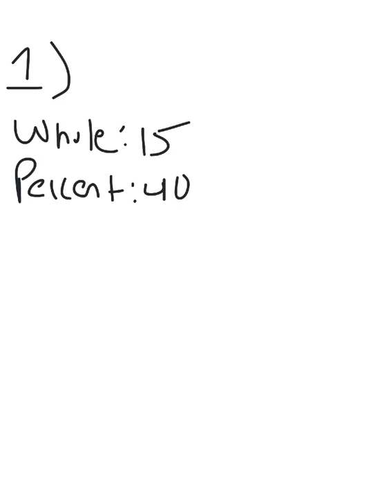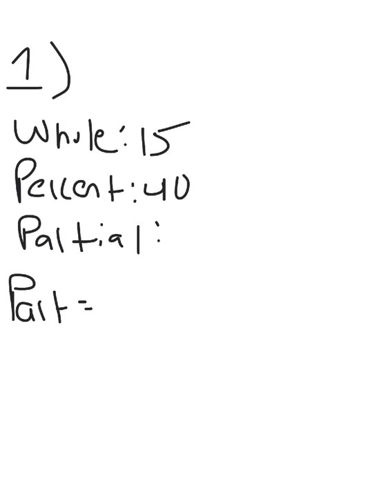Now we're trying to find out how many darts did not hit the bullseye, and in other words, we're looking to find the partial amount. Now there's two ways we can approach this. One way is we can use the numbers given, a whole of 15 and a percent of 40. So we know our percent equation is part equals percent times whole. We don't know the part.